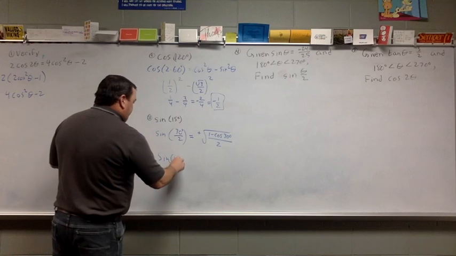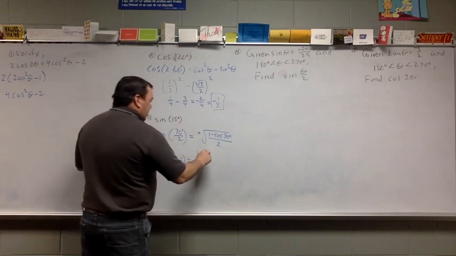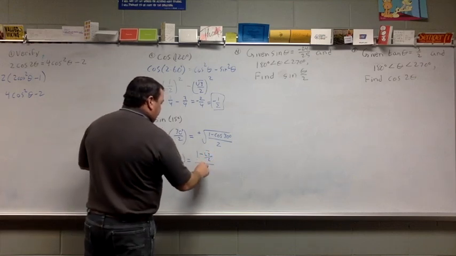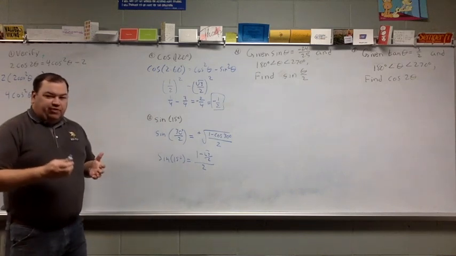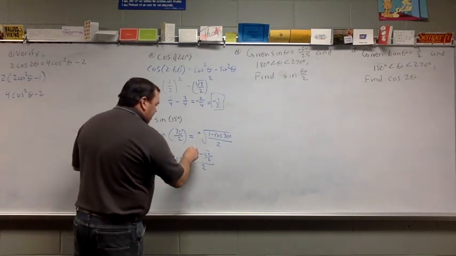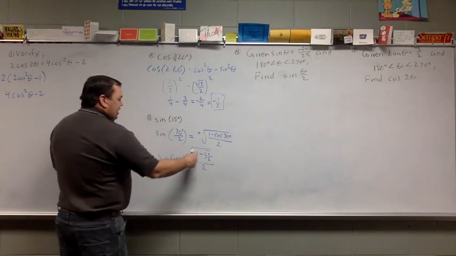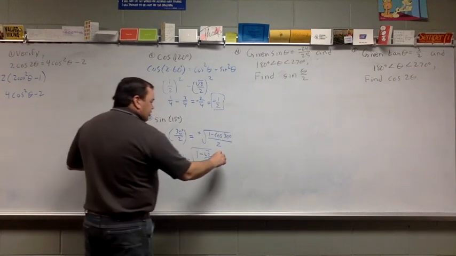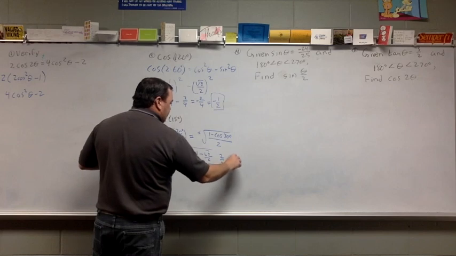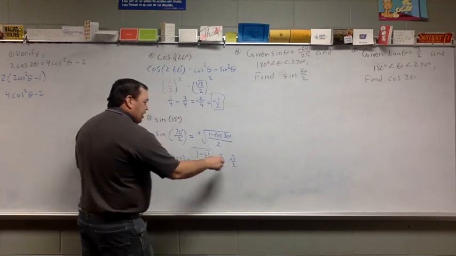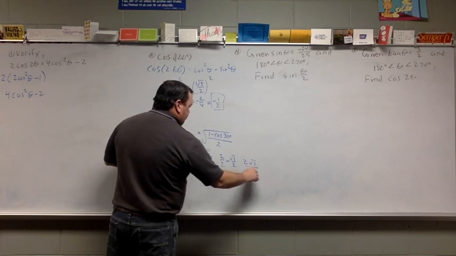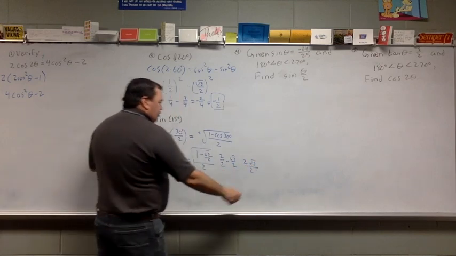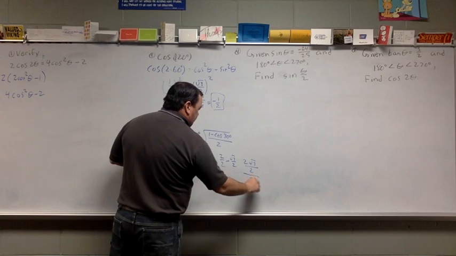Sine of 15 degrees is the square root of 1 minus the square root of 3 over 2, all over 2. Yeah, there's a little work to do here. Little simplifying because all of this is underneath my radical. So I get a common denominator here: 2 over 2 minus the square root of 3 over 2. I can put those together now, and I can get 2 minus the square root of 3 over 2. That's all supposed to be divided by 2.